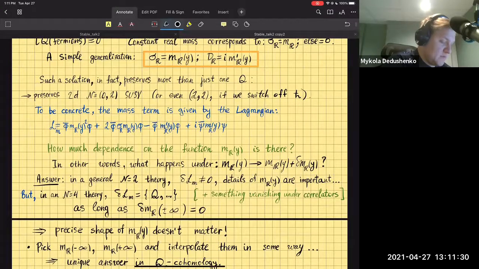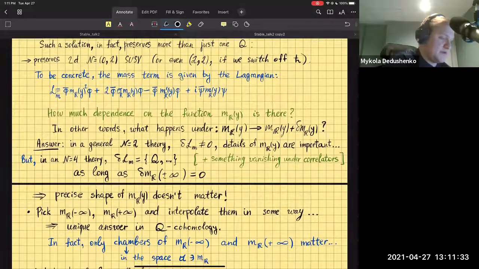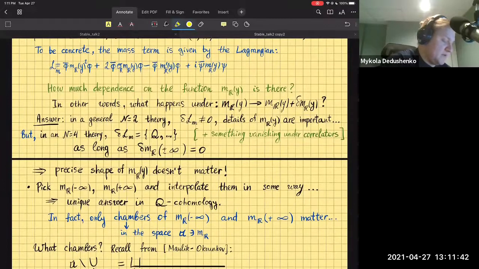So it means that in this case, for N=4 theories, the precise shape of your mass profile doesn't really matter. You can pick a certain value at minus infinity, and something at plus infinity, and just interpolate them. And because of this Q exactness, this gives you a unique answer in the Q cohomology. Well, answer for what? For a linear operator that relates the vacuum at minus infinity to the vacuum at plus infinity.